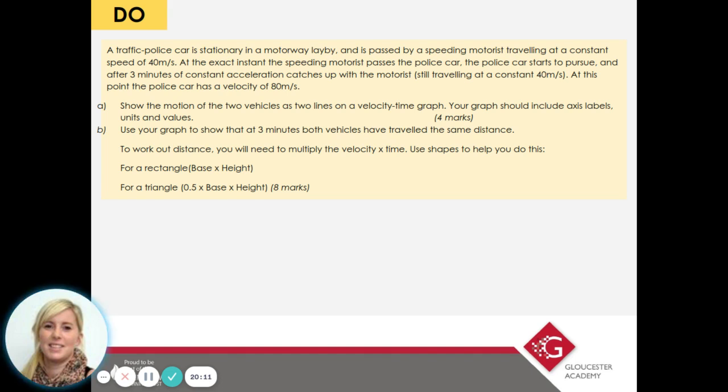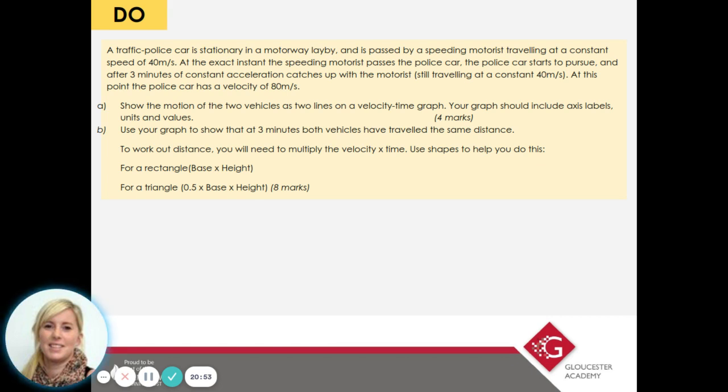Remember key information, the police car starts at 0. So you could do a cross there on your graph. And the speeding motorist has a constant speed of 40 meters per second, which means you should see a horizontal line. When something's got a constant speed or a constant velocity, it would be a horizontal line. But the police car, when it starts to pursue the motorist, that will be accelerating. So acceleration is going to be a diagonal line up, and at 3 minutes, it has a velocity of 80 meters per second. Okay. And then once you've drawn your graph, you can either pause now and get on with the graph and then come back, or just listen to this next bit too.